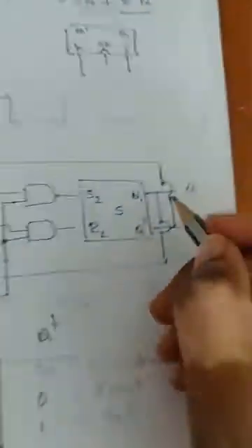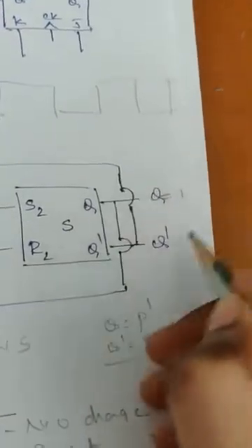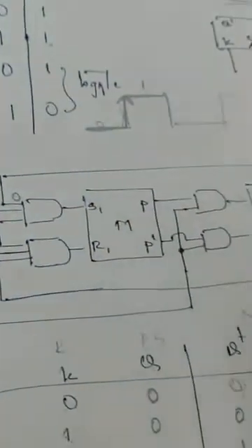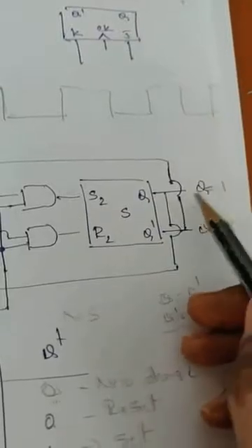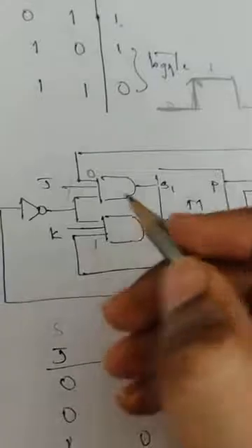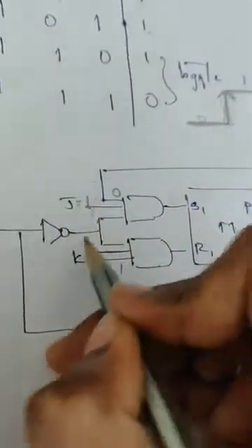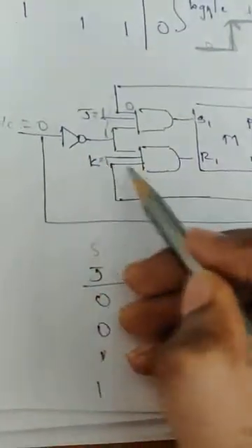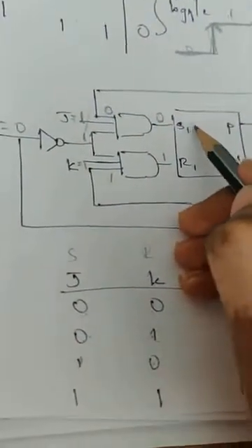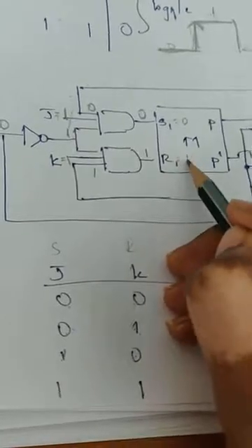Now the Q is 1, Q bar will be 0. So Q bar is 0 means this will be 0. And Q is 1 means this will be 1, right? So right now the next combination is J is equal to 1, K is equal to 1. Last combination, J is equal to 1, K is equal to 1. So if the clock is 0, this will become 1. So 1 1 1 becomes 1 here. 1 1 0 becomes 0 here. S is equal to 0, R is equal to 1.